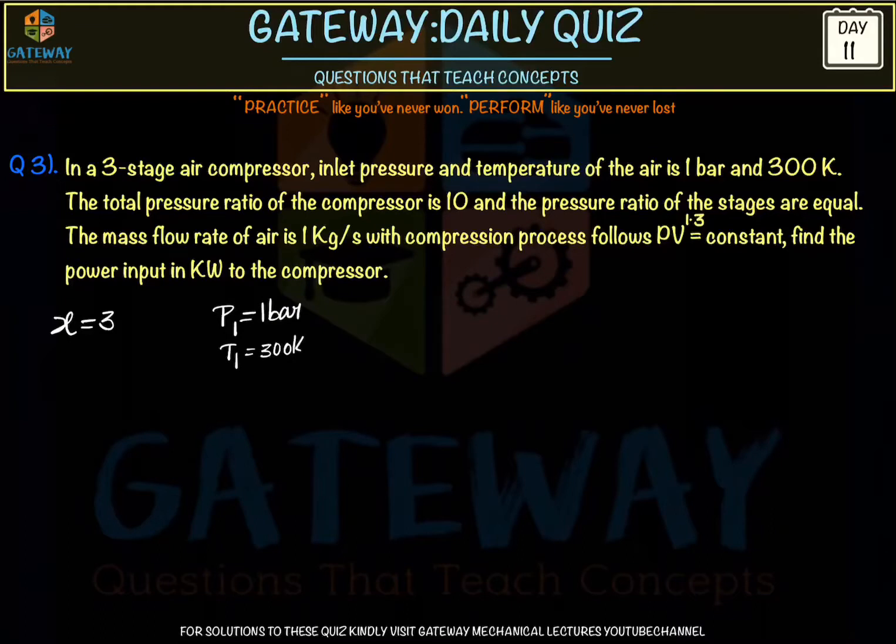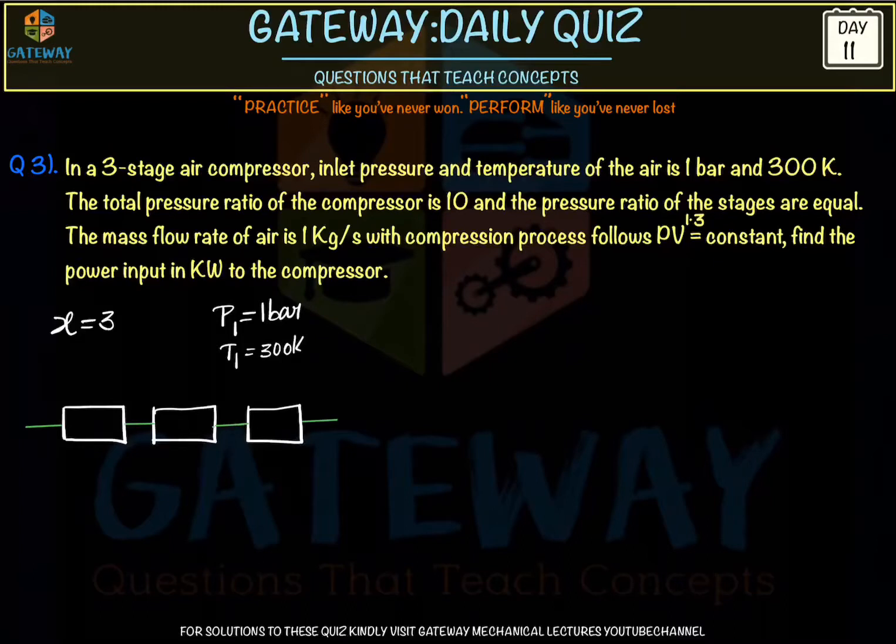The total pressure ratio. Since it is a 3-stage compressor, this is the first stage, this is our second stage, this is our third stage. So entry into the first stage, then to the second stage, to the third stage, and final output. In the question the total pressure ratio is given. Suppose it is entering at P1, then it comes out of the first stage at P2, after the second stage at P3, and then at P4. The total pressure ratio, P4 upon P1, was given in the question as 10, and it is also given that the pressure ratio of the stages are equal.